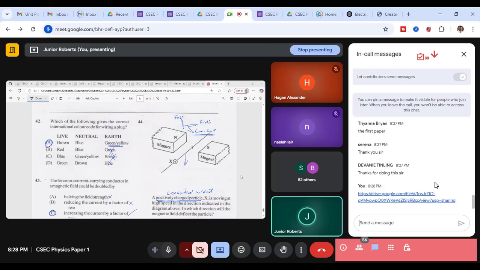Spend some time reviewing what we would have gone through. Review your other past papers that you might have access to, right? And just give yourselves that optimum opportunity to do well on the paper tomorrow.